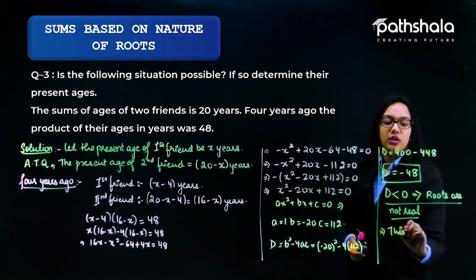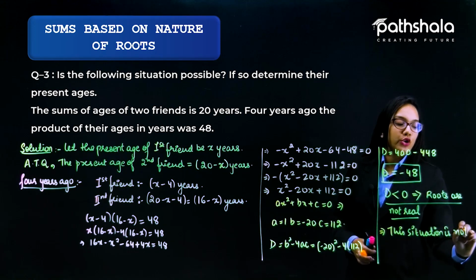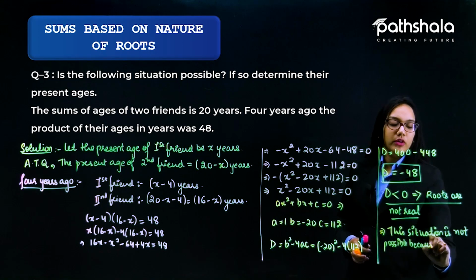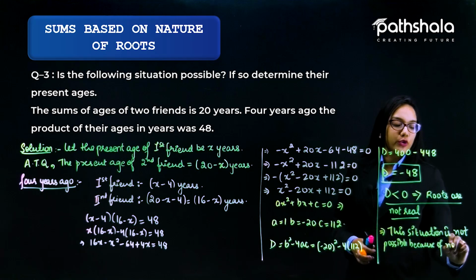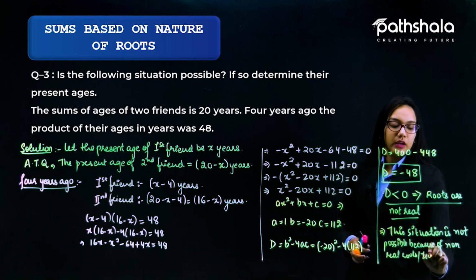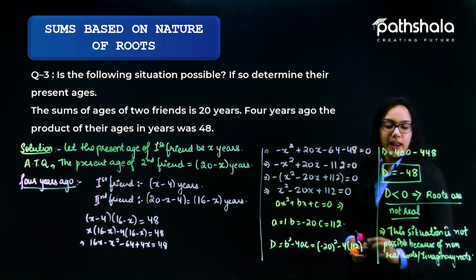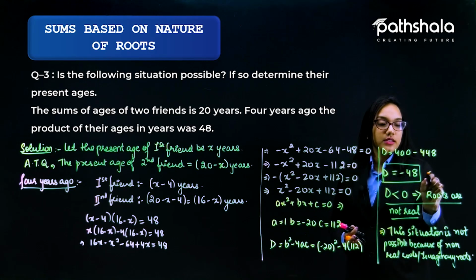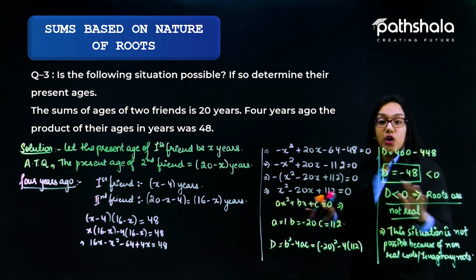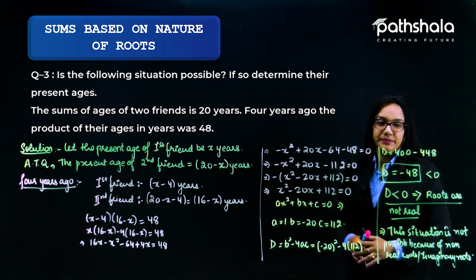This situation is not possible because of non-real roots, or we can say imaginary roots. As the value of D is coming out to be less than 0, it means the roots are not real, hence this situation is not possible at all. So this is the answer for question number 3.